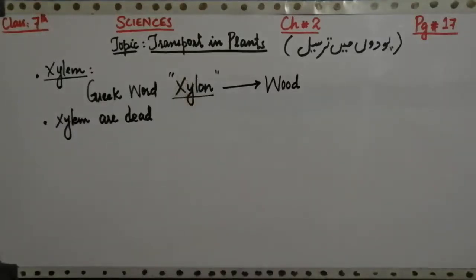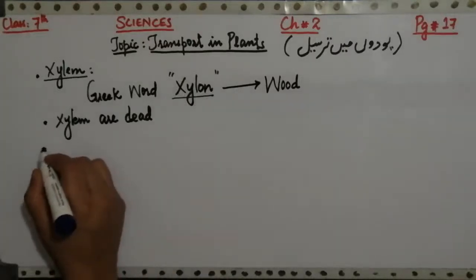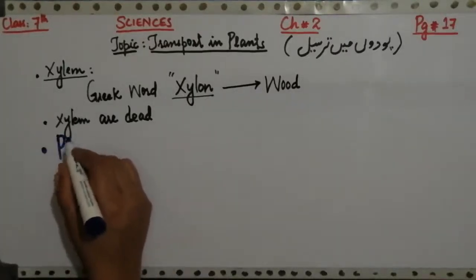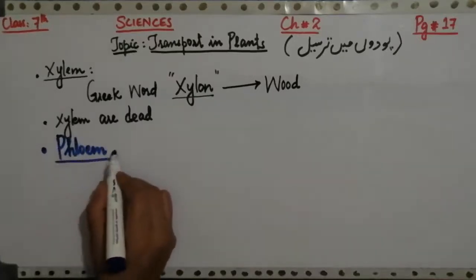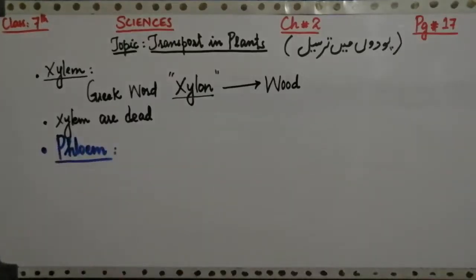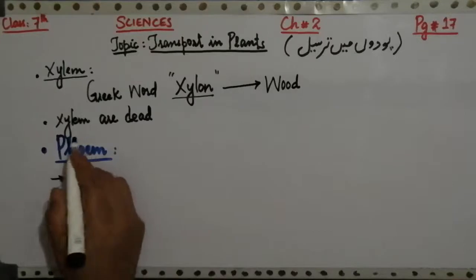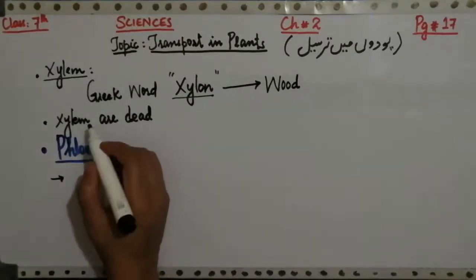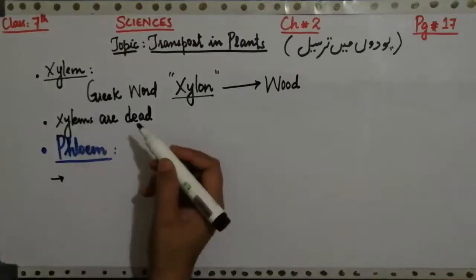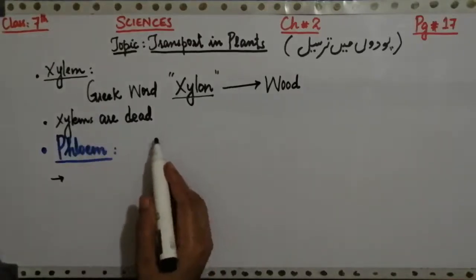Along with it, the second type of transporting tissue in plants is called phloem. Now what are these phloem tubes? Phloem tubes are basically made from living cells. As I told you, xylem is made up of dead cells; xylem tissues are dead because they are made up of dead cells.